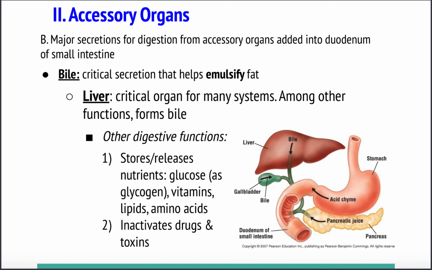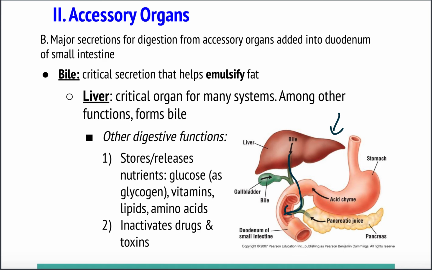So the bile is actually produced by your liver. So your liver plays a huge role in many, many things, but in particular in the digestive system, it forms bile. Now, that bile can be released directly into the small intestine, as you can see here through this tube, into your duodenum. But in addition to that, it also plays some other roles.